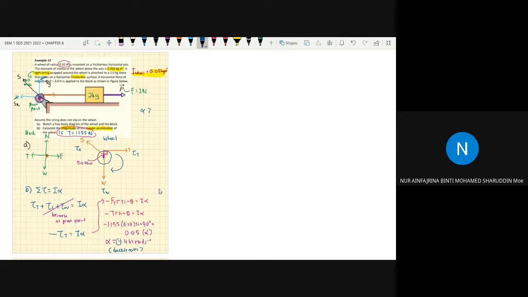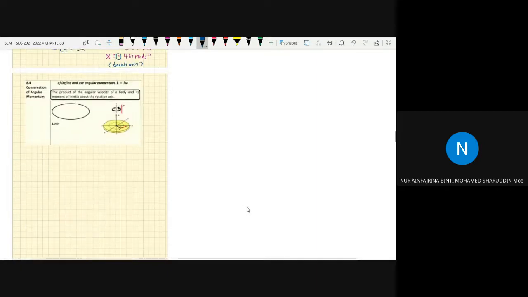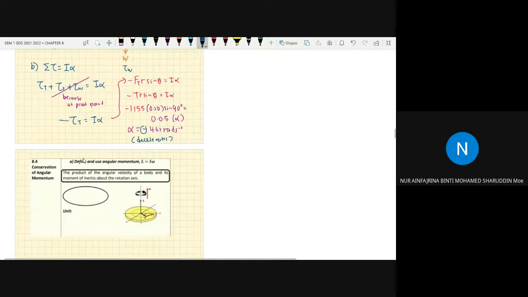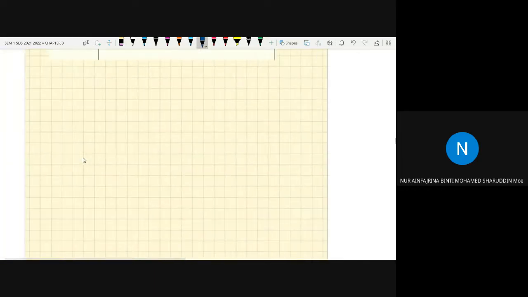Okay, may I proceed, guys? Yes. Okay, mari kita proceed ya. Okay, let's look at 8.4. So this is the last part of chapter 8, which is conservation of angular momentum.